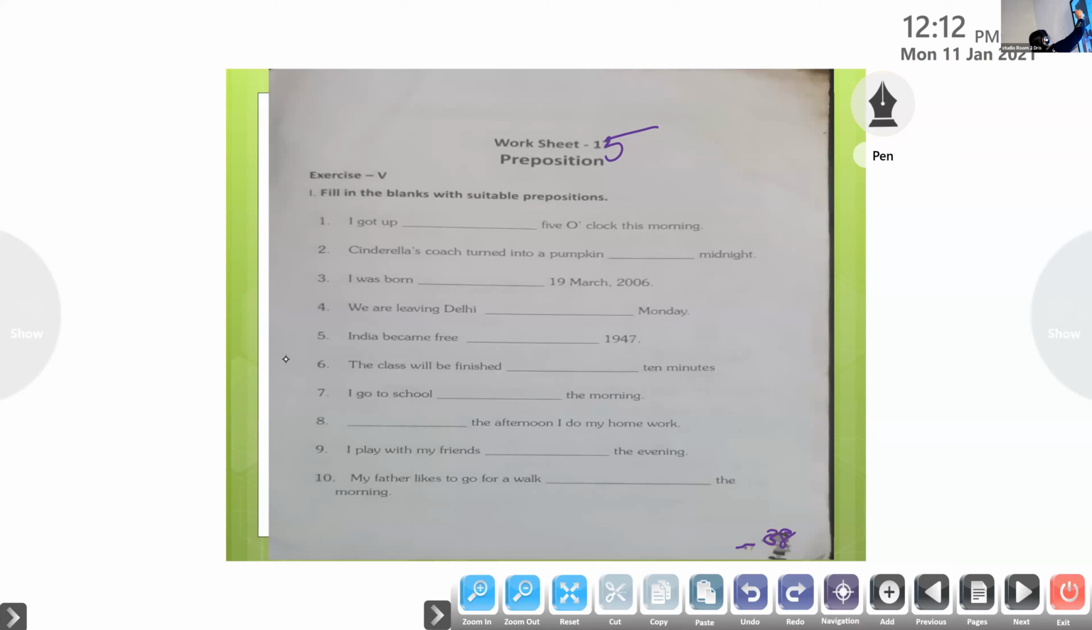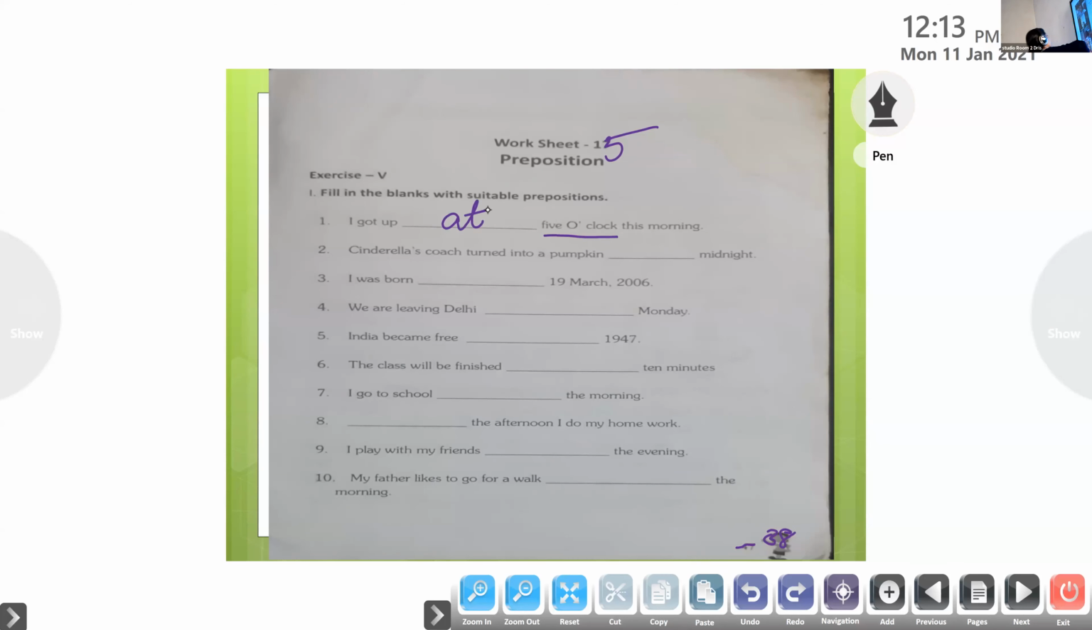We'll start with Aradhya. Aradhya, come on. Read the first question. I got up dash 5 o'clock this morning. Okay, very good. So I got up at 5 o'clock this morning. So at. Yes, here we speak about a particular or a specific time. So we use the preposition at.